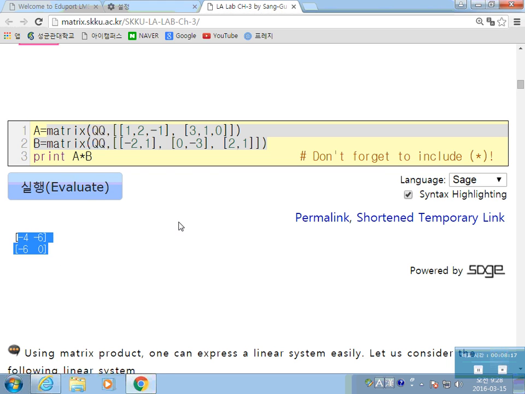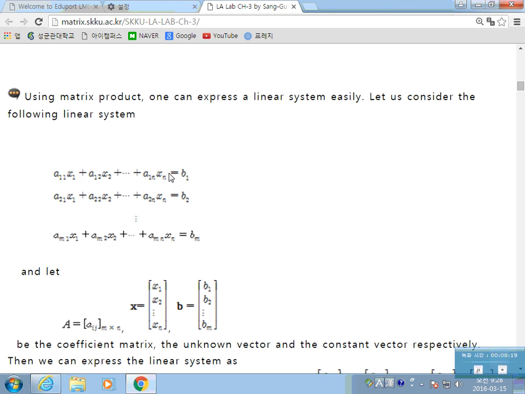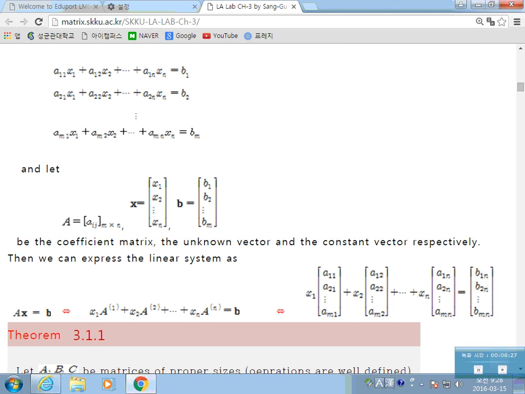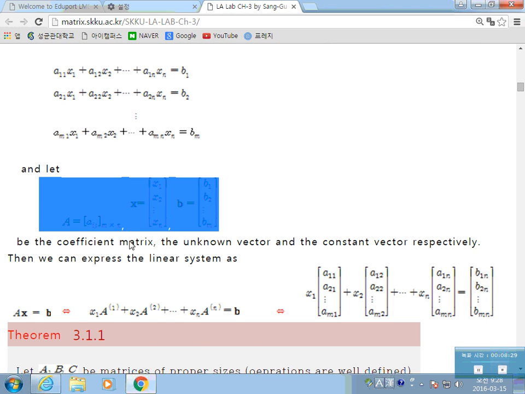See, actually, when you have two matrices like this, then the product of these matrices is like what you had before. Using matrix product, one can express a linear system easily. Let us consider the following linear system like this. This can be written in a matrix form like this: AX is equal to B.